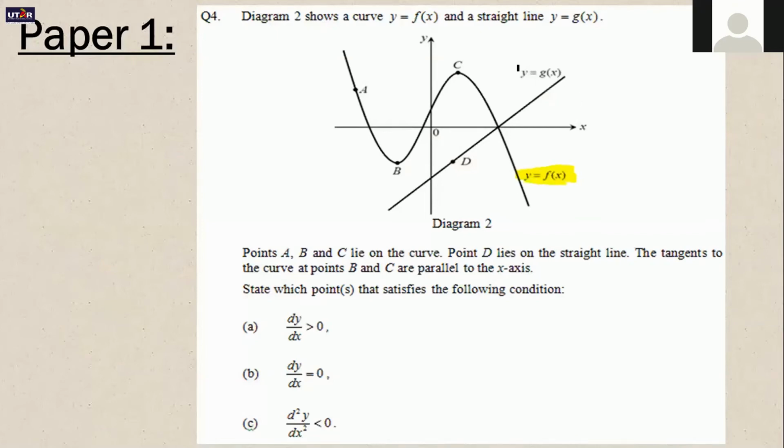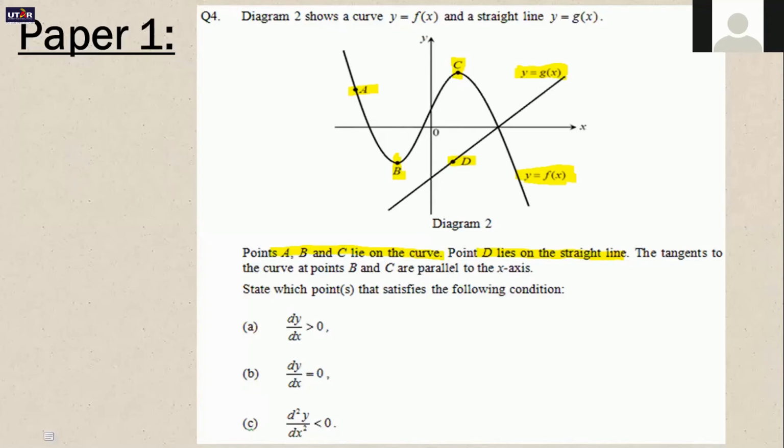Then we have a straight line y equal to g(x), right? Then we have 4 points. Points A, B, C lie on the curve. So you can see point A here, point B here, point C here. They lie on the curve y equal to f(x). And then point D lies on the straight line. So point D is right here, on the straight line. The tangents to the curve at points B and C are parallel to the x-axis.